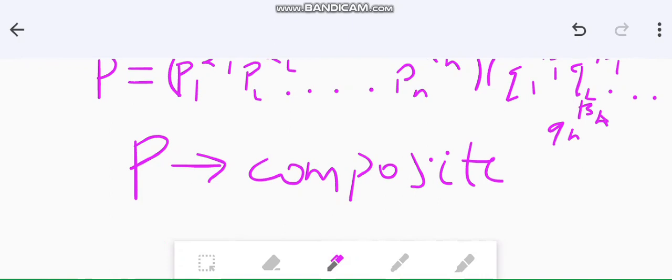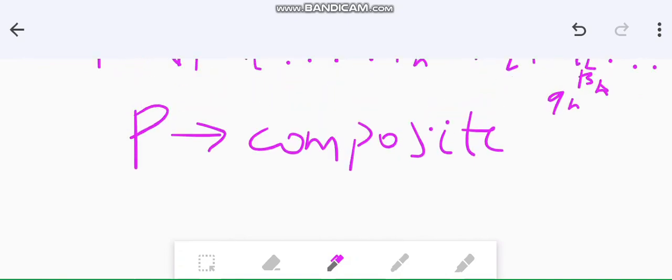If p has divisors except plus minus 1 and plus minus p, then it is composite. Not for this one, okay, not for the above one.